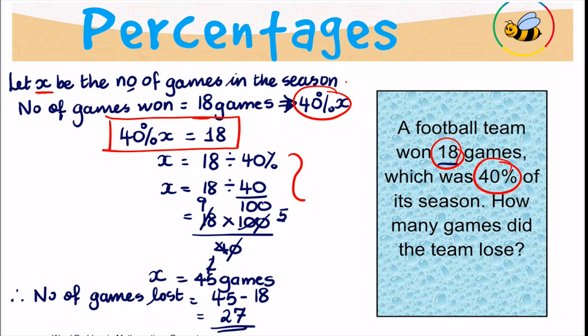We take our time to solve for X, and we arrive at 45 games being the total number of games played in that season, and then to get the number of games lost in the season, we would say 45 minus 18, and we got 27 games.